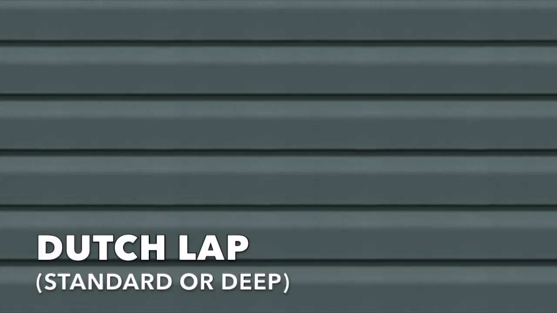Dutch lap, standard or deep. This is a variation of lap siding that gives a more defined shadow line and texture. Characteristics include a concave or notched top edge, a deeper shadow, and horizontal orientation. Dutch lap gives homeowners a bit more depth and shadow, so the siding appears more dimensional and less flat.